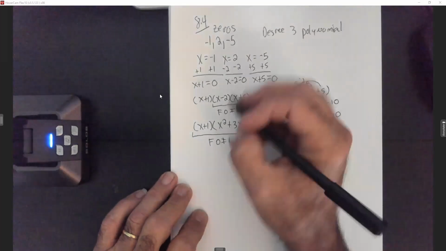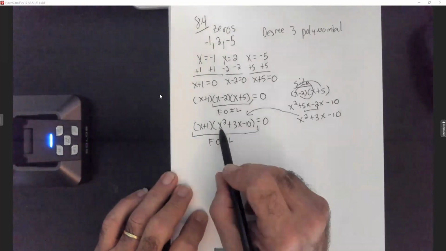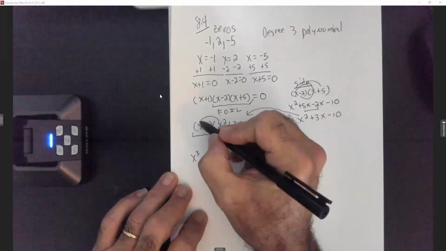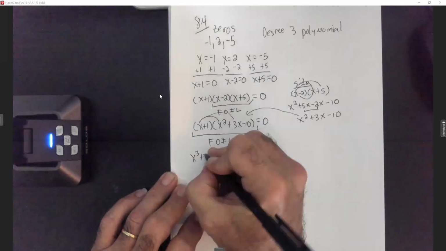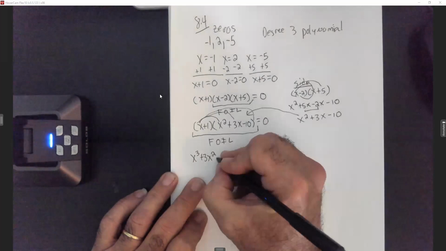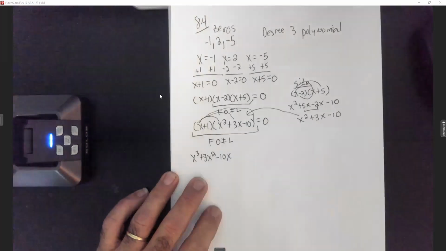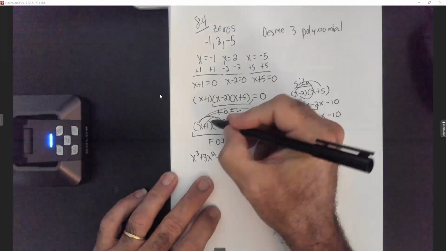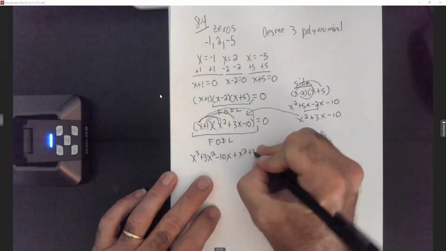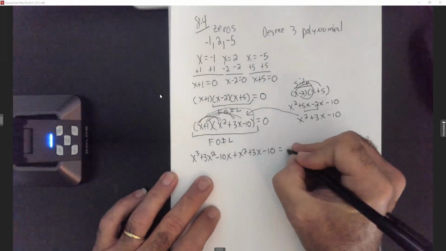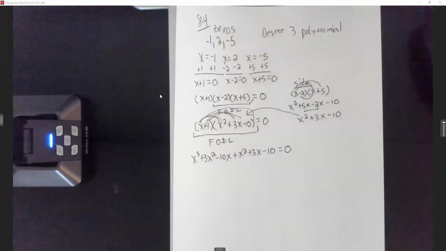So here we go. Now, since I'm only multiplying by x, all I'm going to do is add an x to everybody. X times x squared gives me an x to the 3rd. X times 3x gives me a 3x squared. X times negative 10 gives me a negative 10x. Now distribute the 1. 1 times x squared is x squared. 1 times 3x is 3x. And then 1 times negative 10 is negative 10. All equal to 0. So thankfully, we're done FOILing. But I got to do one more thing to this.